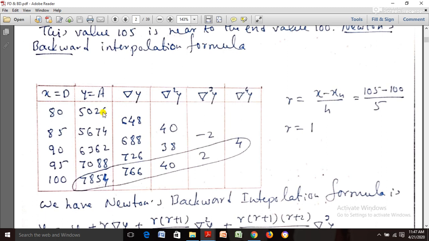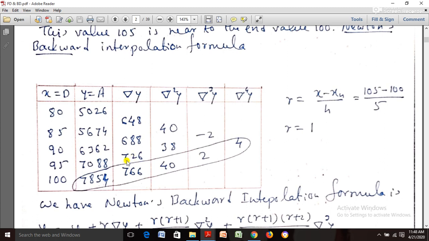5674 minus 5026. Subtract these two, we get 642. Now 688, how does it come? 688 is 6362 minus 5674. Subtract these two, you get 688.